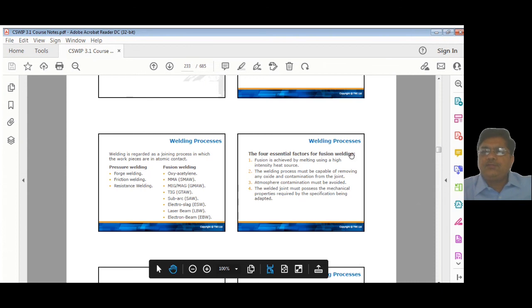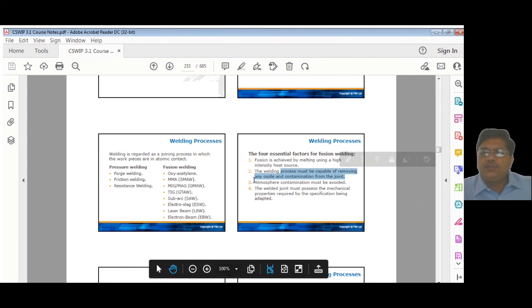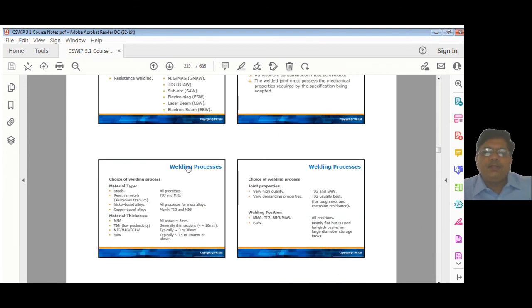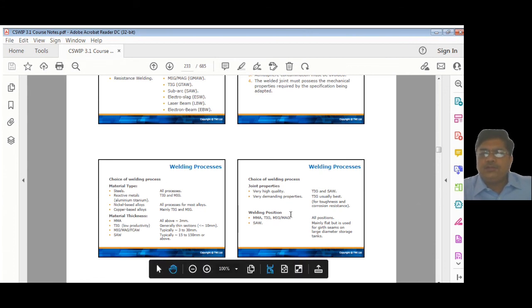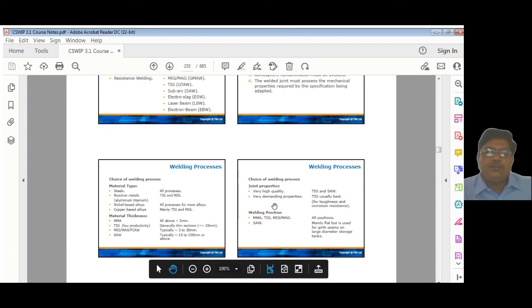The four essential factors for fusion welding: fusion welding is achieved by melting and using a high intensity heat source. The welding process must be capable of removing any oxide and contamination from the joint. Atmospheric contamination must be avoided. The welded joint must possess the mechanical properties required by the specification being adopted. Then the choice of welding process: joint property, welding position. So which one is good for what?